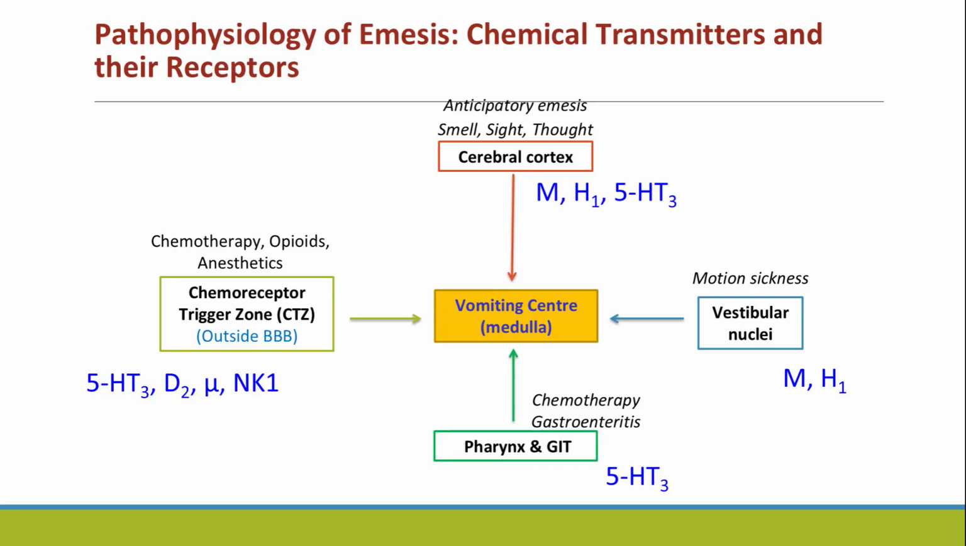This slide also highlights the neurotransmitters involved. Acetylcholine, histamine, dopamine, serotonin, and substance P. Multiple transmitters explain why combination therapy is often required in severe nausea. No single drug blocks all pathways.